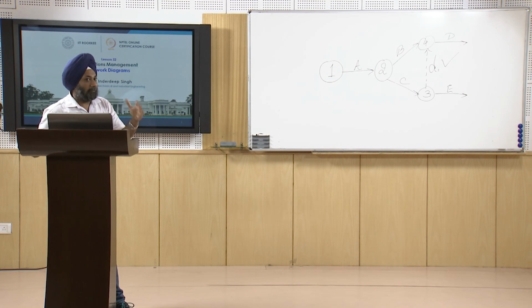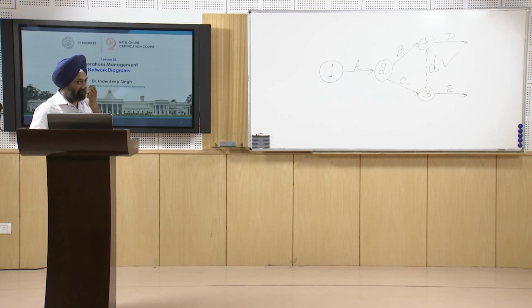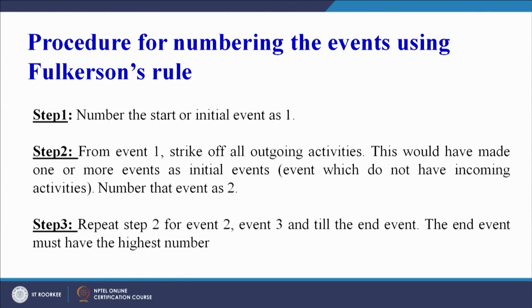Maybe we are correct most of the time when we draw them, but there is a rule that has to be followed for numbering of nodes, and the rule is mentioned on your screen. You can see the procedure for numbering the events using Fulkerson's rule. Step 1: number the start or the initial event as 1. You see the initial event is marked as 1 here.